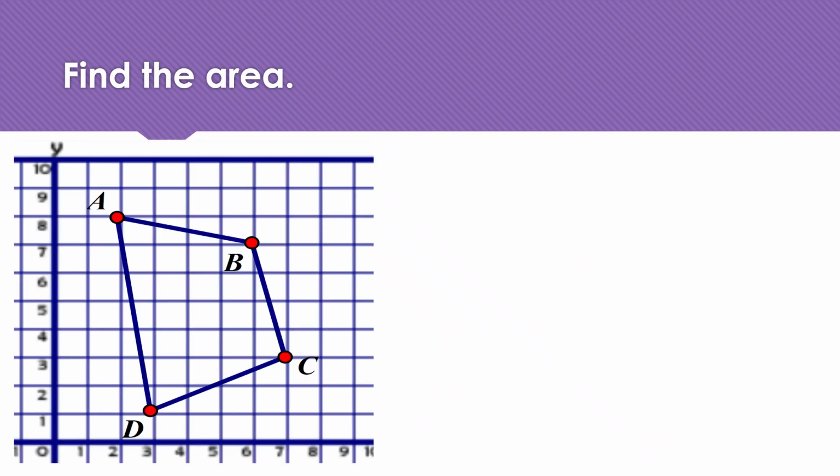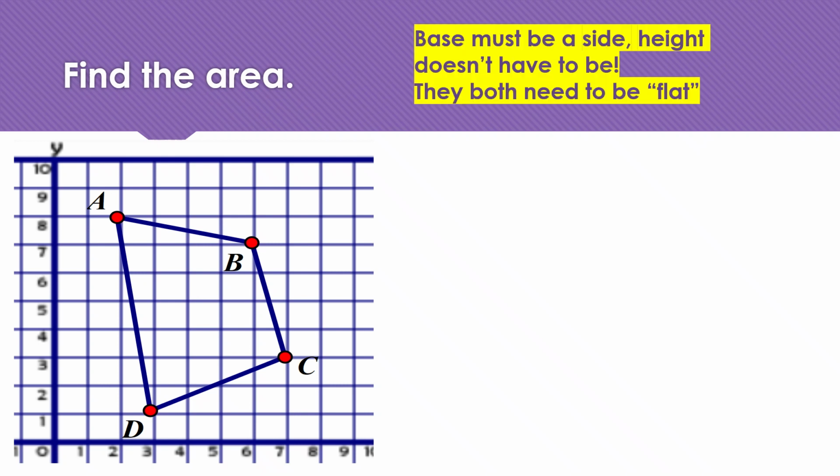All right, we're moving on to a different kind of shape. So this is also a quadrilateral, but if you notice, so that means it has 4 sides, right? None of the sides are flat. So we just talked about how a base must be a side and the height doesn't have to be, but they both have to be flat. I don't have any flat surfaces, and what I mean by that is that they don't lie straight on the grid line. So like I'm drawing something that I would consider flat right there. I don't have any sides that do that.